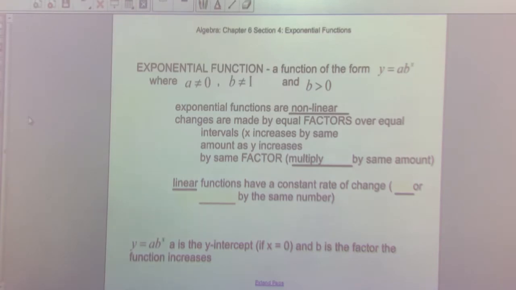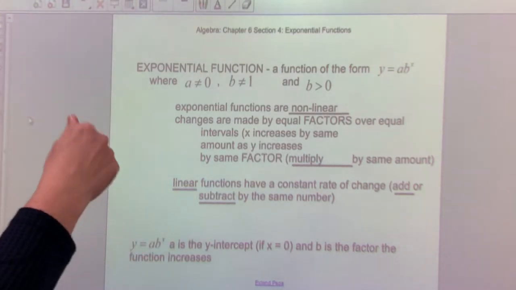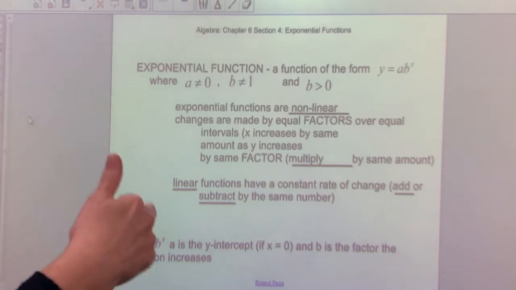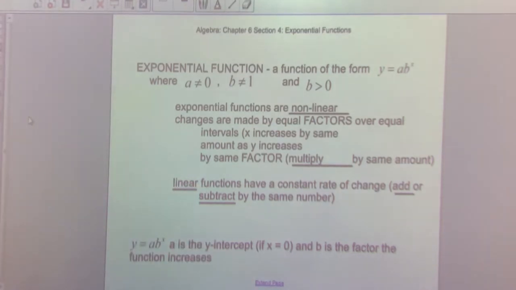Linear functions have a constant rate of change. So you're adding or subtracting the same number each time. Your x to x to x to x is always plus 1, plus 1, plus 1, plus 1. Y to y to y to y would be like plus 2, plus 2, plus 2. It's always adding the same amount. So that's the difference between an exponential function and a linear function.